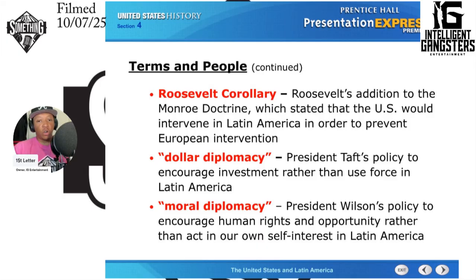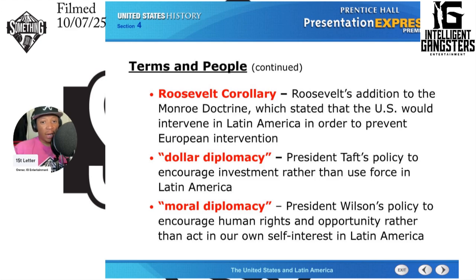Okay, the Roosevelt Corollary, that was Teddy Roosevelt's addition to the Monroe Doctrine. Remember, I told you the Monroe Doctrine was James Monroe, president of the United States from 1817 to 1825. That was his way of saying to the Europeans, hey, y'all stay away from this side of the world. United States runs things over here. But Roosevelt was like, let me add something to that. If y'all don't stay away from this side of the world, we're going to put that fire on you.